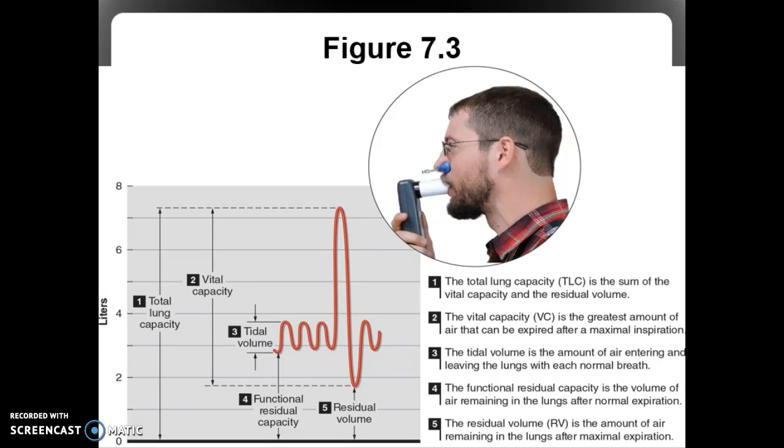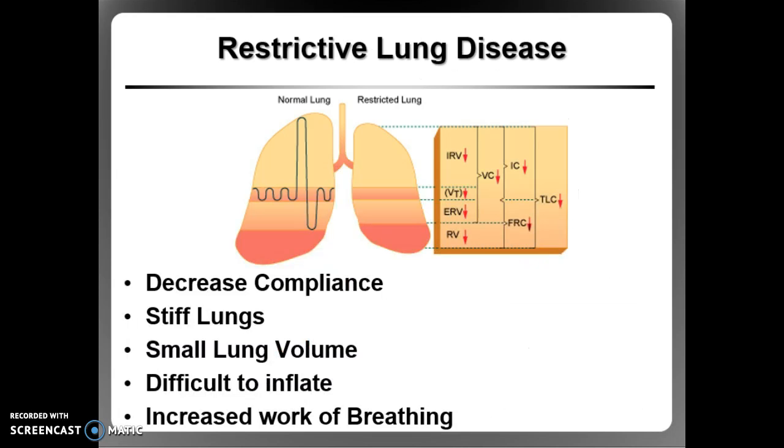Tidal volume is the amount of air entering and leaving the lungs with a normal breath. The residual capacity is the volume of air remaining in the lungs after normal expiration, and the residual volume is the amount of air remaining in the lungs after maximal expiration. So we can see how that leads to total lung capacity with vital capacity and residual volume.